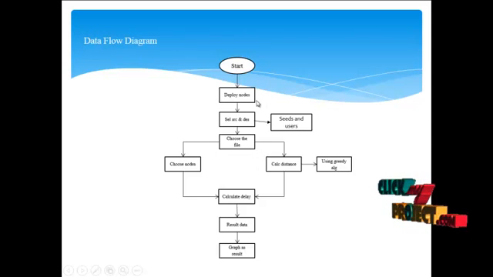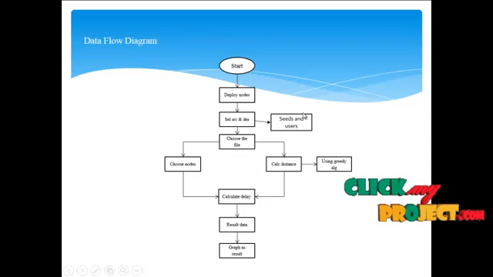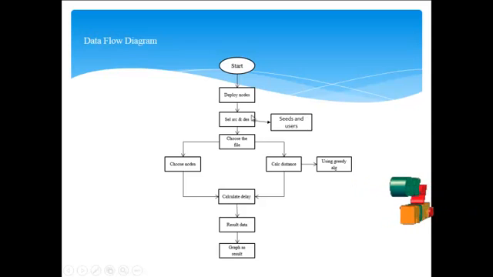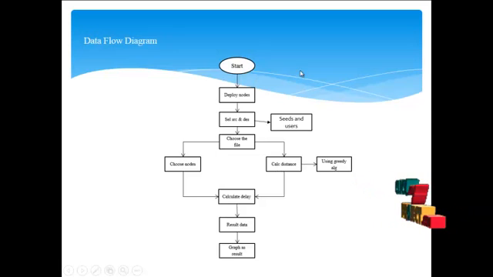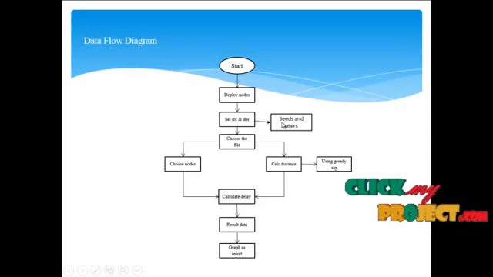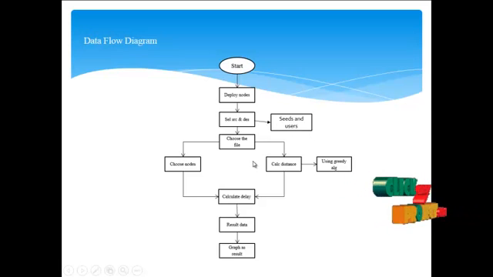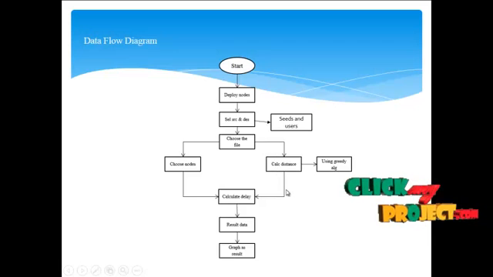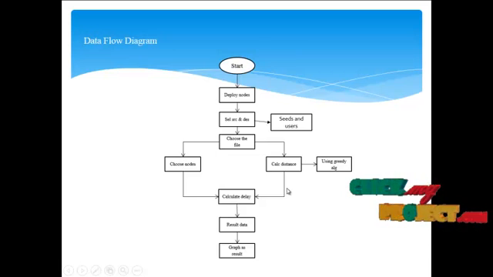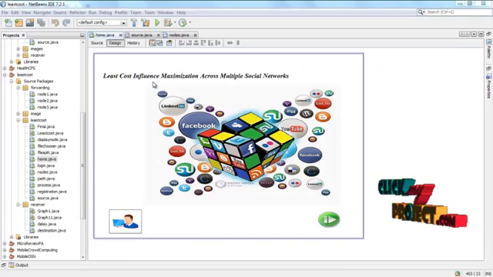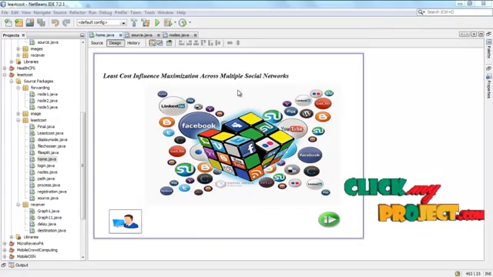The delay count can be reduced by calculating the seeds and the users in the flow. Then the flow shows that the main process is calculating the seeds and the users. Regarding the seeds, the flow efficiency can be increased. By increasing the flow efficiency, the delay time can be reduced. The process can be further improved to get the data as soon as possible from the source to destination. Our project demo for least cost influence maximization across multiple social networks.